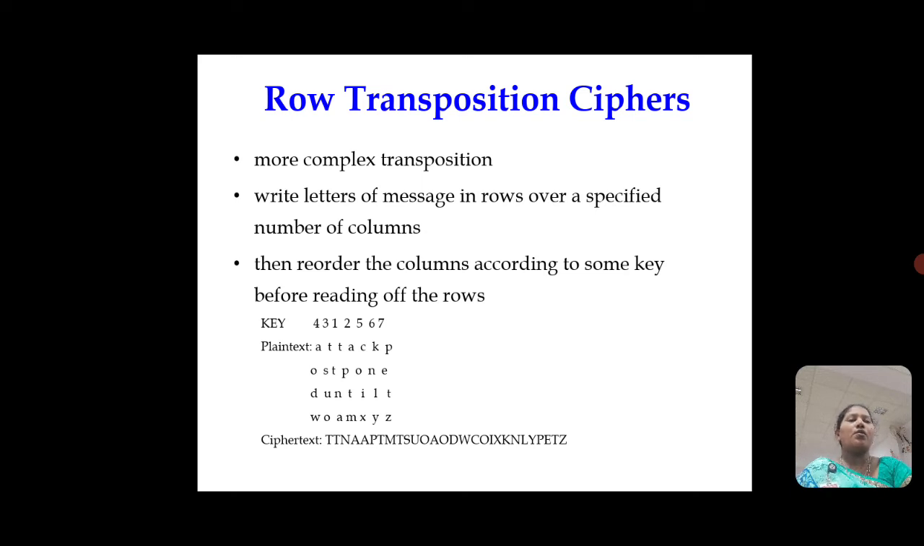So how many digits do you have here? 7 digits. So you will be writing that plain text in 7 columns. The message you are going to transfer from the sender to the receiver is "attack postponed until 2 a.m."